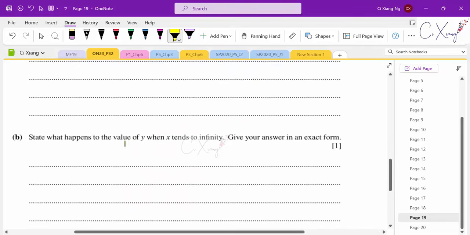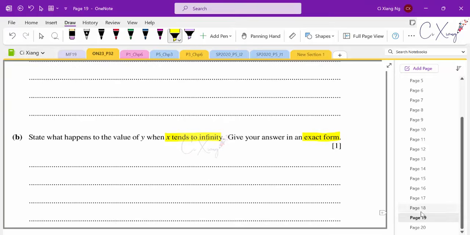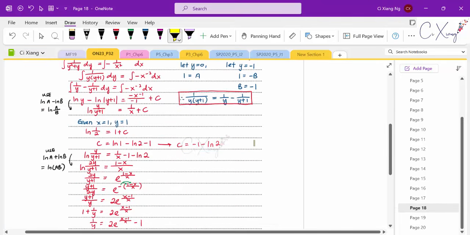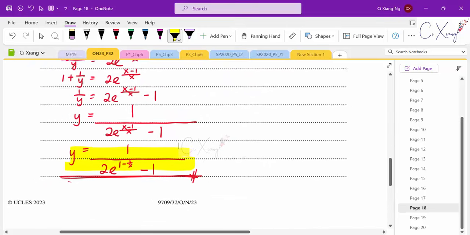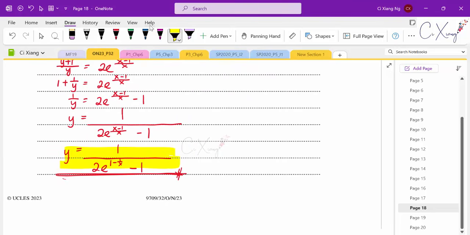For the next question, part B, they are saying, state what happens to the value of y when x tends to infinity. Give your answer in exact form. Highlight the keyword exact form. So when x tends to infinity, what will happen to the y? Again, you have to go back to your solution just now. So maybe I solve the question here for part B. They are saying that x tends to infinity. What happens to the y?